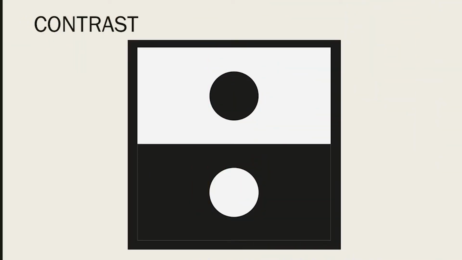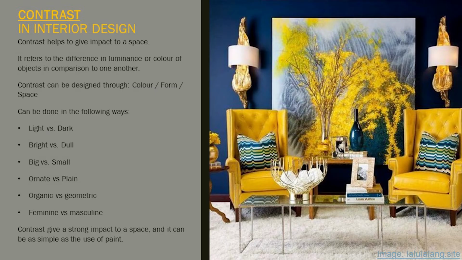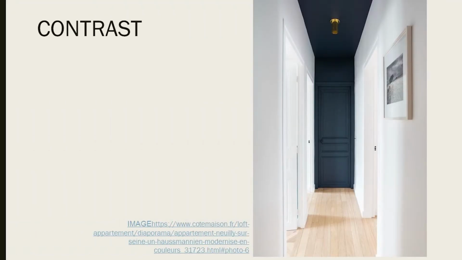Design principle number 5 is contrast. Contrast helps give impact to a space. The easiest way to think about contrast is to think about color. A really good example of contrast is an accent wall within your space. Contrast can be achieved through color, form, and space.